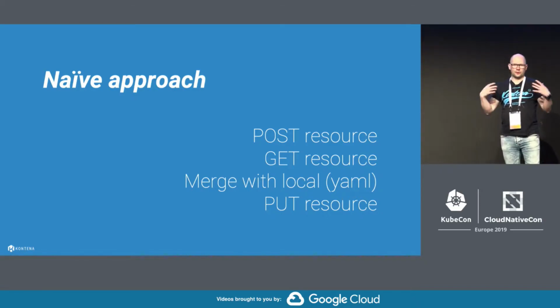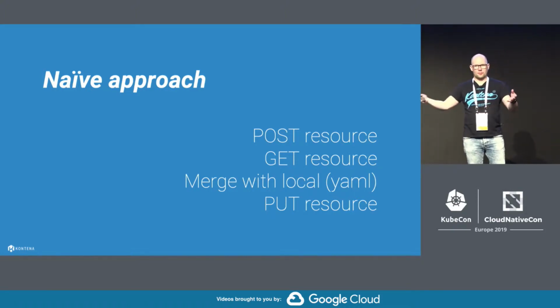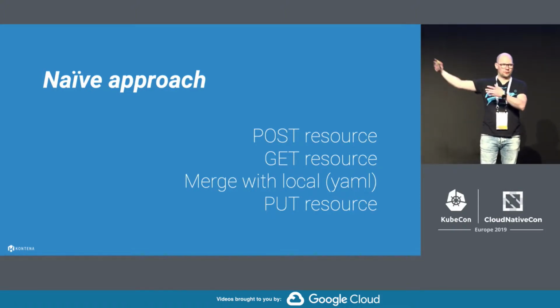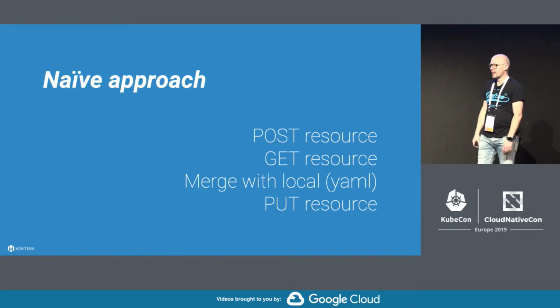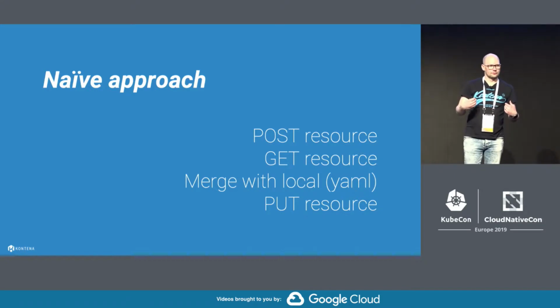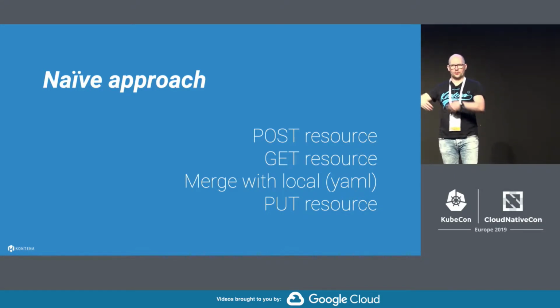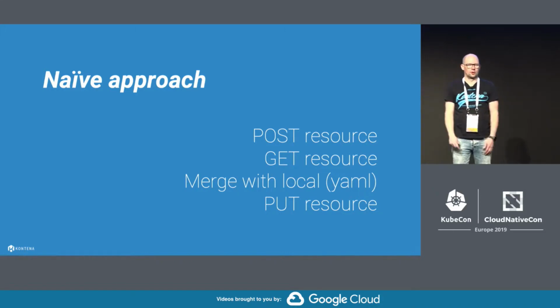To be able to create a resource, you do a POST on the API server to the given path of the resource, and voila, you have a resource on the API. Then when you need to update it, you get it, you reconfigure it, and you put it back, as you do with the normal REST APIs.